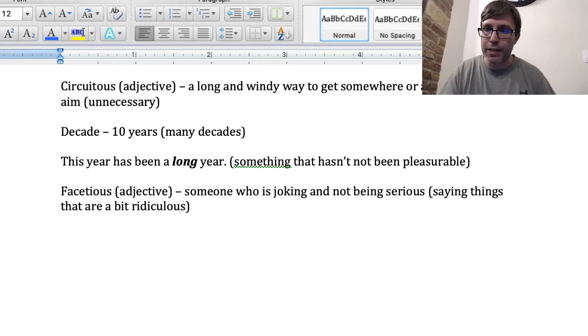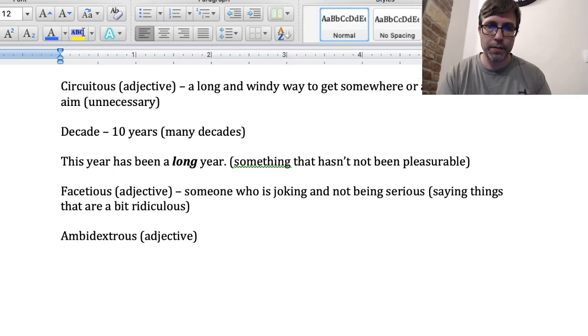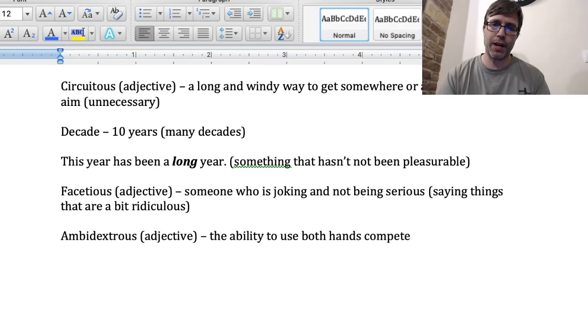Abdurrahman asks, what does ambidextrous mean? That is another great word. I'll add it to the list. So if somebody is ambidextrous, it's another adjective. And it means they have the ability to use both hands, I'm going to say competently.